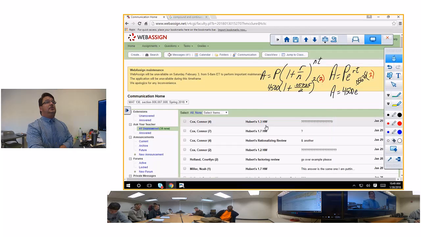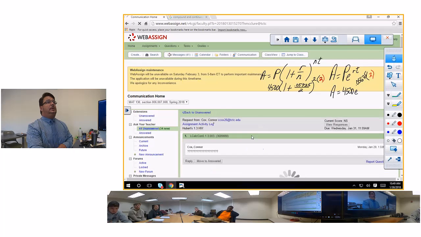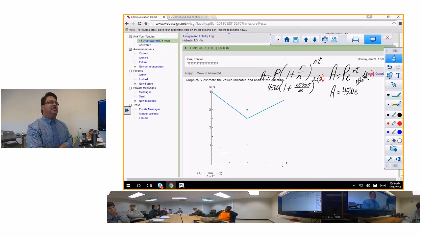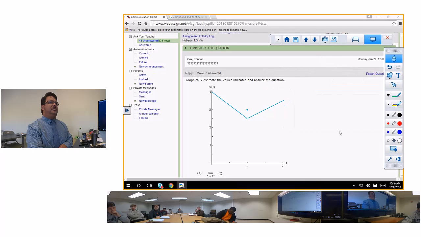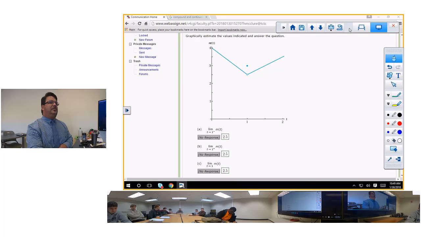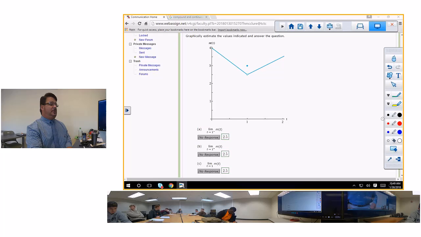Okay, this is 1.3. Let's see, 1.3. Graph indicate. Okay. This is not a very difficult question. It's a question where you've got to remember your limits, and this is what we were talking about before, approaching from one side or the other. So if you look, do you see the minus sign here? You see the minus sign, you see the plus sign. Well, that basically means you're approaching from the left and you're approaching from the right.